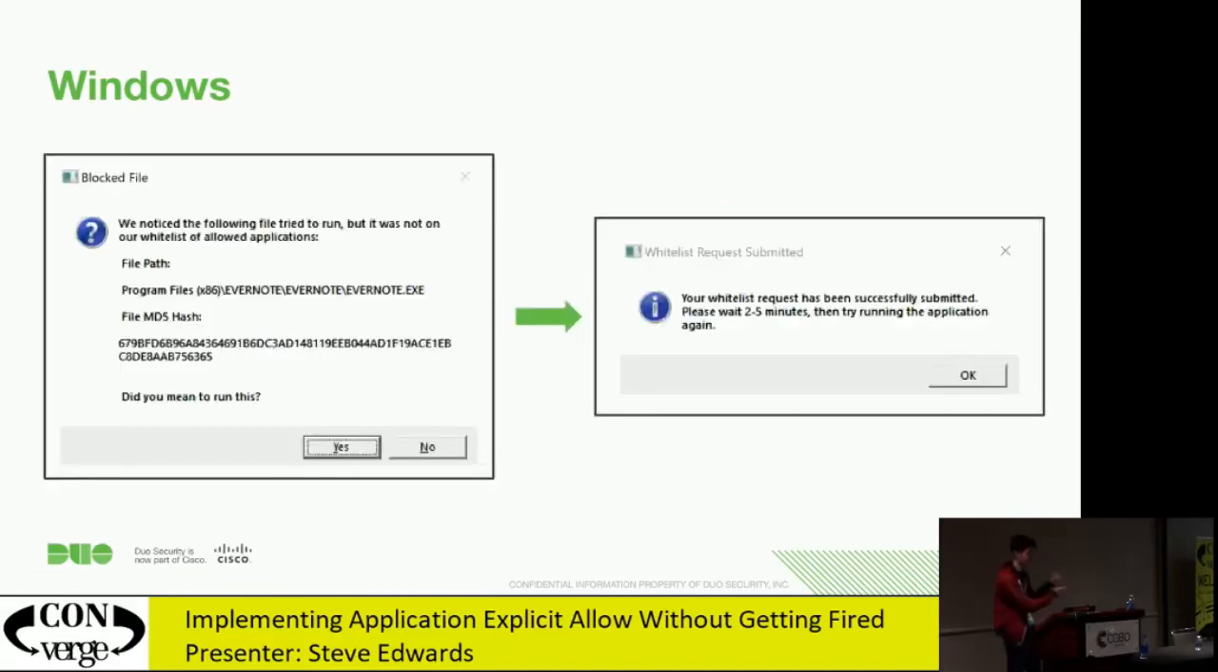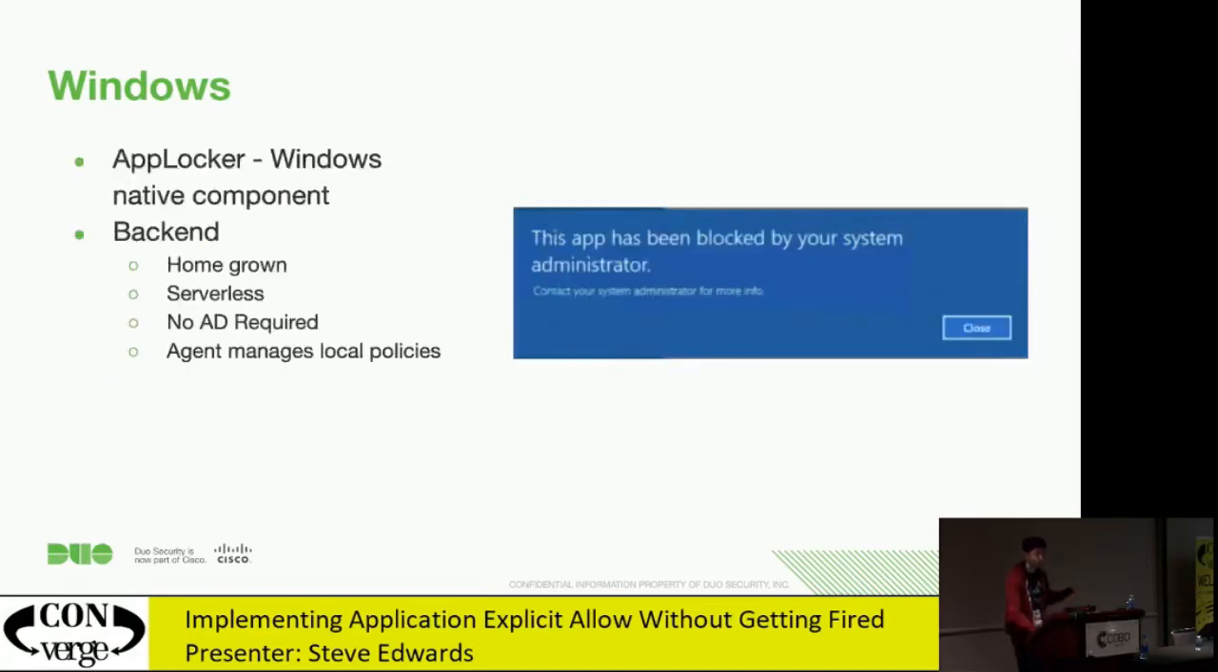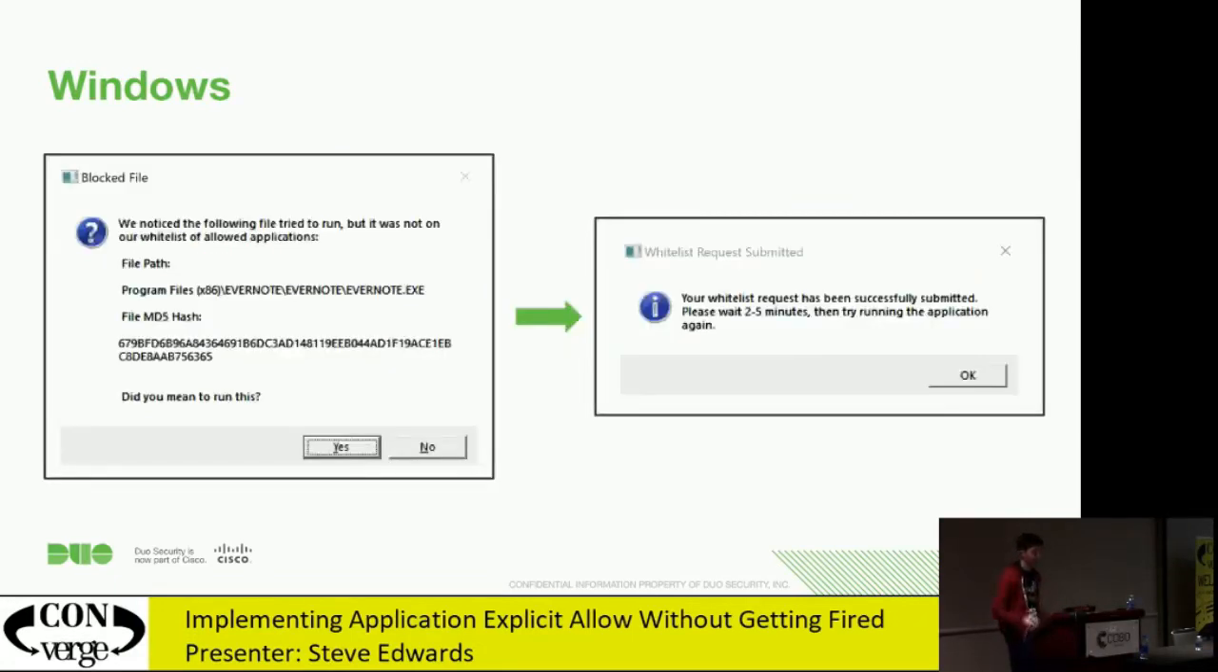So here's an example. On the previous slide, this blue thing is all you get with AppLocker by default. Completely useless, not even a way to say, hey, this is the thing I was trying to run. So we created a more verbose error message in case people need to screenshot it and share it with us. We say, hey, did you intend to run this? And if they click yes, it says, hey, please wait 2 to 5 minutes. It's usually much faster than that. And then they can run the software again.